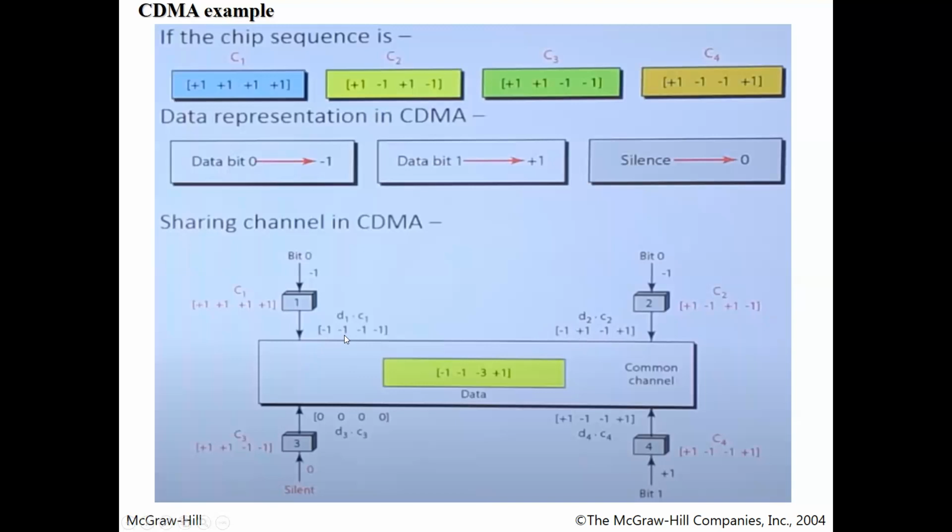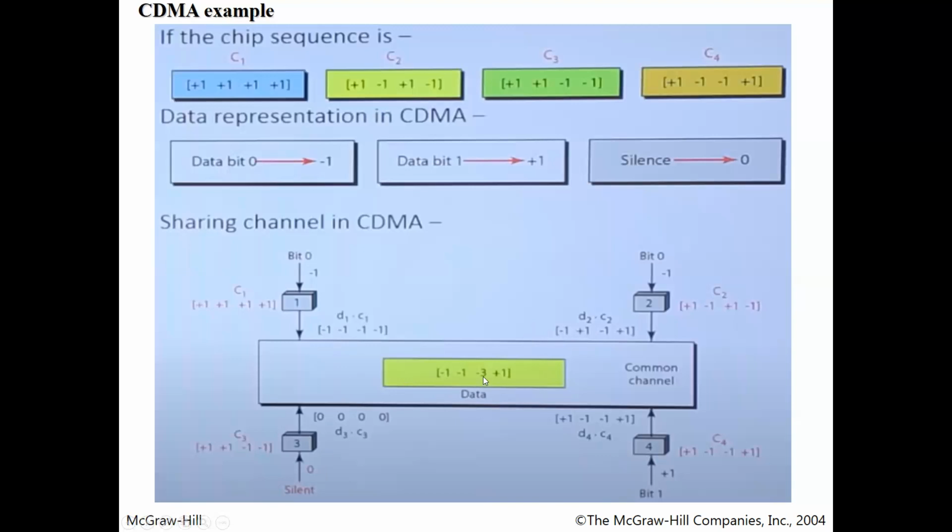Now every station is going to calculate the product of its data and its code. And eventually what is going to travel through the common channel is, in this case, -1, -3, +1. Why is it -1 first? Every station's respective bits are going to be added cumulatively, and that is going to be transmitted in the media. Station 1's first bit is -1, station 2's first bit is -1, station 3's first bit is 0, and station 4's first bit is +1. So when I add them up, -1, -1, 0, +1 gives me the answer -1.